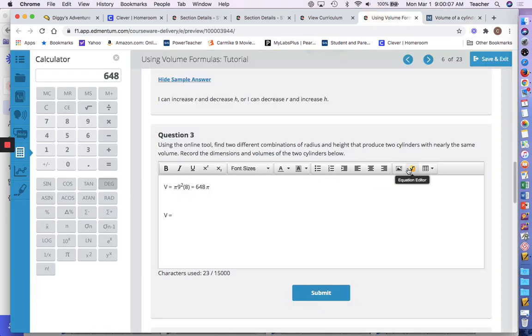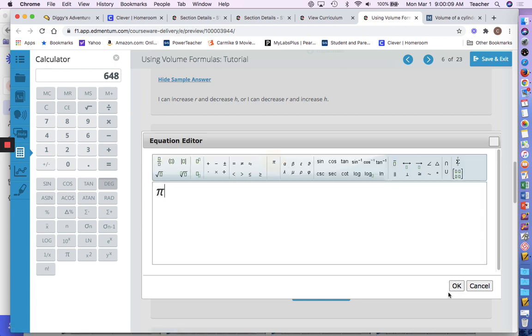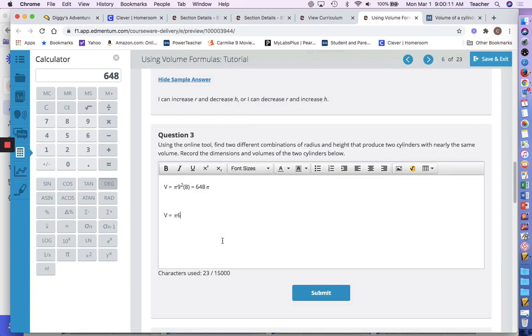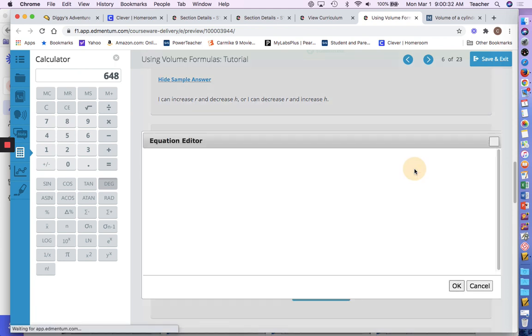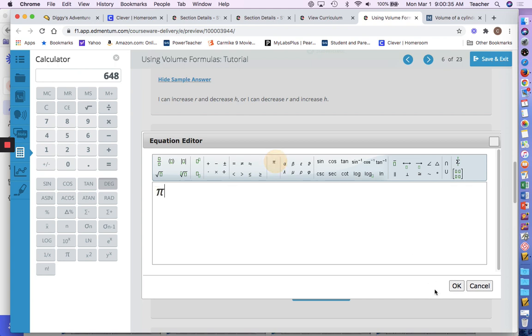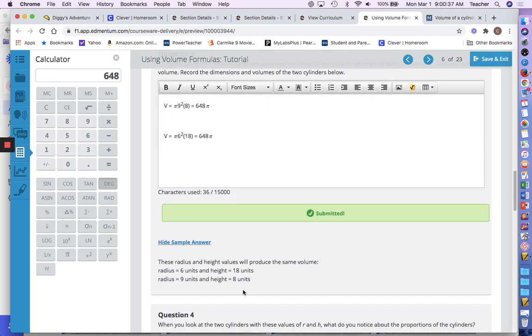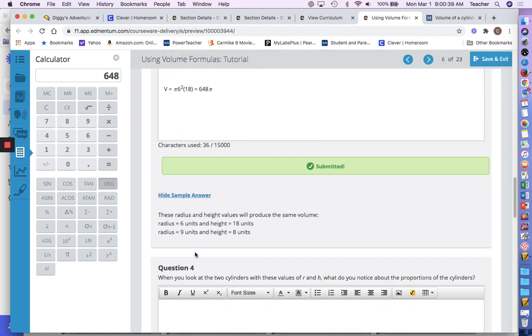So pi times 6 squared times 18. And that's going to be 648, won't it? 6 squared times 18. Yeah, look at that. 648 pi. My goodness, I can't type today. 648 pi. Is that what they used? Look at that. They used the same one.